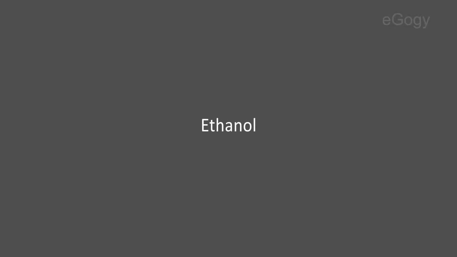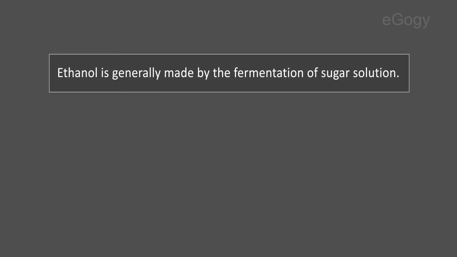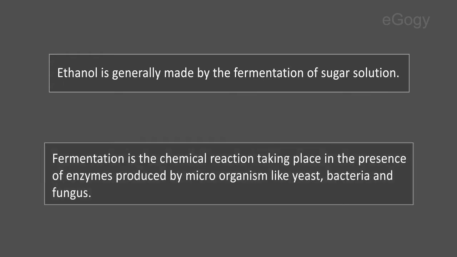Ethanol. Ethanol is generally made by the fermentation of sugar solution. Fermentation is the chemical reaction taking place in the presence of enzymes produced by microorganisms like yeast, bacteria, and fungus.